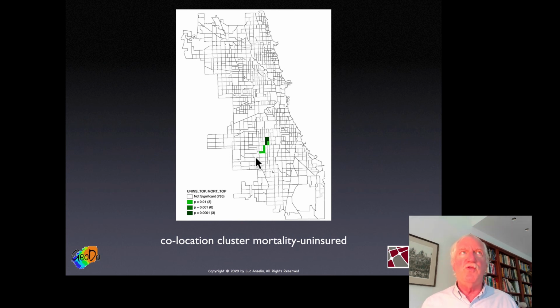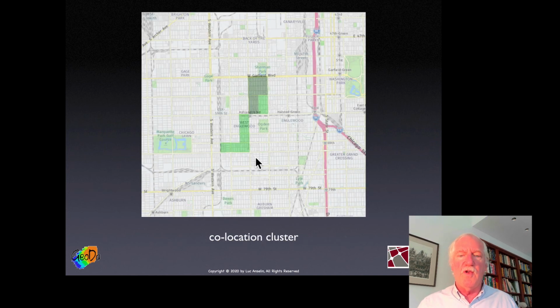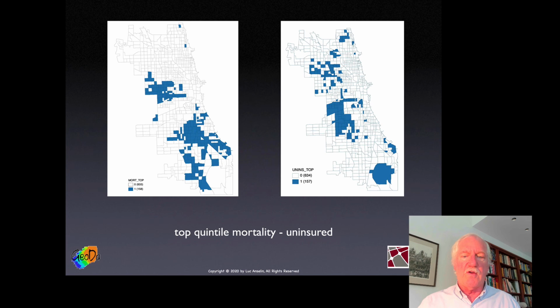And for those of you who are in Hyde Park and know the area, you will not be surprised that these are actually our neighbors across from the interstate in West Englewood, where we have coincidence of these 2 situations, the increased mortality and the lack of insurance.